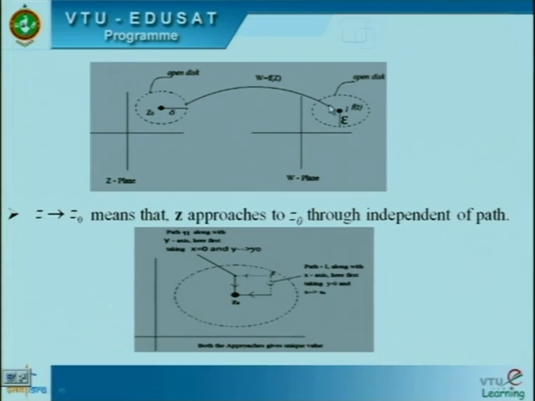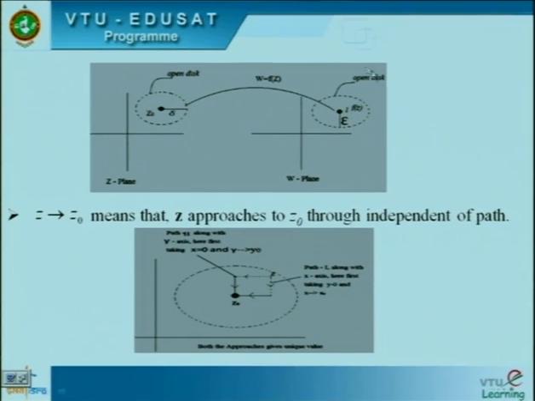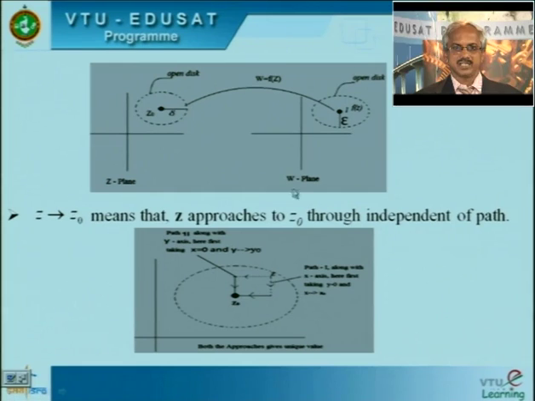We can also get the corresponding open disk in the complex w plane. And we have two planes: one is the z plane, where every value of z having x and y values will be mapped onto the values of u and v, because u and v are functions of x and y. So therefore, we need to construct one more plane, that is the w plane, to get the relation w is equal to f of z. Z tends to z naught means that z approaches z naught through independent paths.